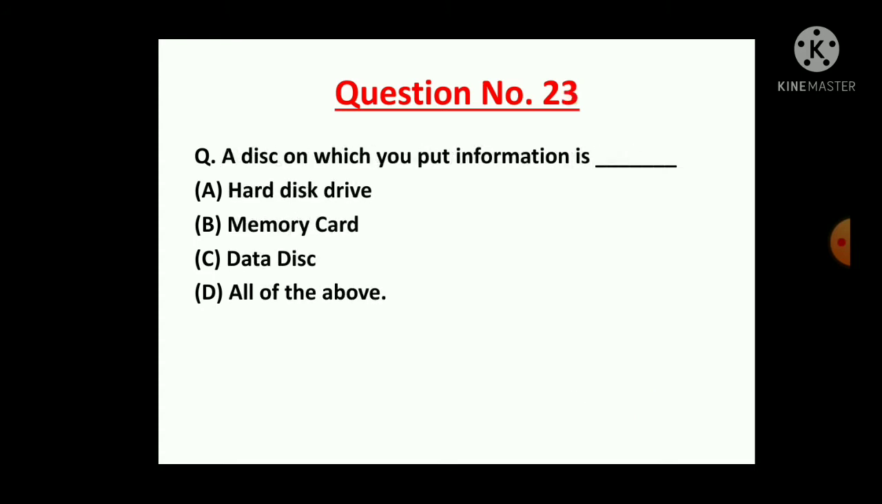Question number 23. A disk on which you put information is option A hard disk drive, B memory card, C data disk, D all of the above. The correct answer is option C data disk.